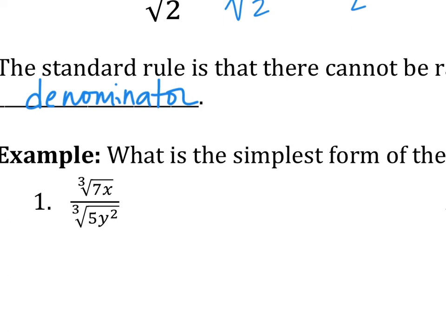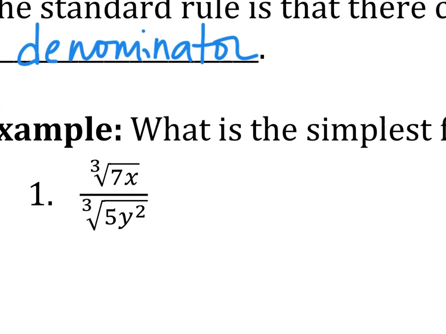Can you divide? Yes, because they have the same index. Now, we cannot have this in the denominator. So this is where you ask yourself, how many more 5s do I need for it to come out? So you have a cube root of 5y squared, right? How many do you need total? 3. So how many 5s are there? 1. So you need 2 more. So you write that, 5 squared. You need 2 more. How many more y's do I need for it to come out? 1 more.